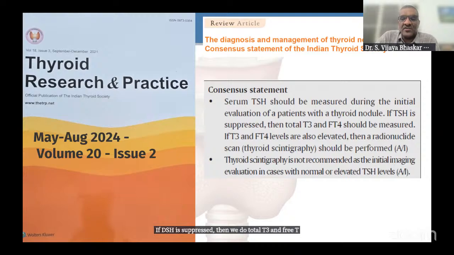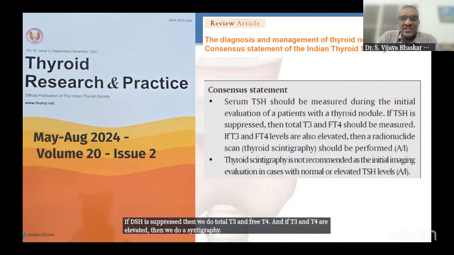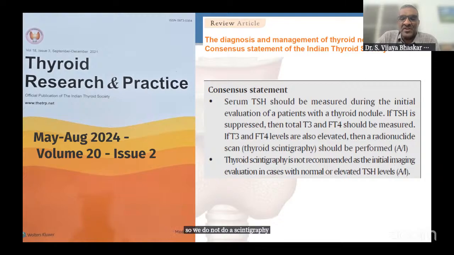And if T3 and T4 are elevated, then we do a scintigraphy. So we do not do a scintigraphy as the initial imaging evaluation in patients with normal or elevated TSH levels. Only for suppressed TSH levels do we do scintigraphy. So serum TSH is the initial test which is recommended for the evaluation of a patient with thyroid nodule.